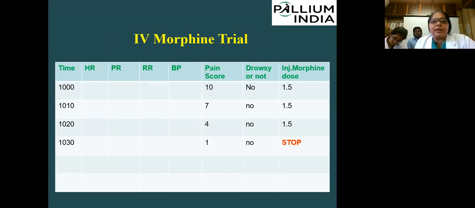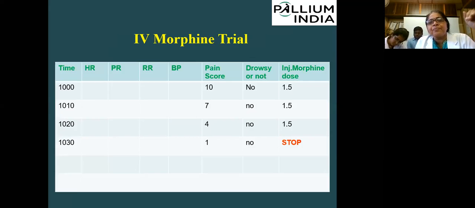After that, at 10:10, the score was 7. We give a second dose of 1.5 milligram. Then at 10:20, the score has come down to 4. We give another dose of 1.5 milligram. At 10:30, the score has come to 1. Patient is still not drowsy. We stop there. So what have we done effectively in these 30 minutes? We have not decided, the patient has told us that 4.5 milligram of morphine.